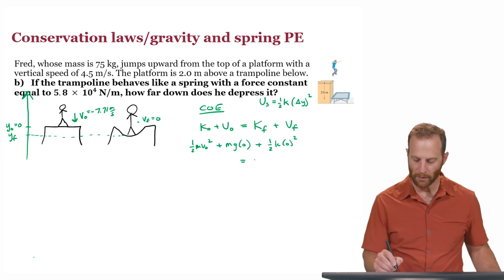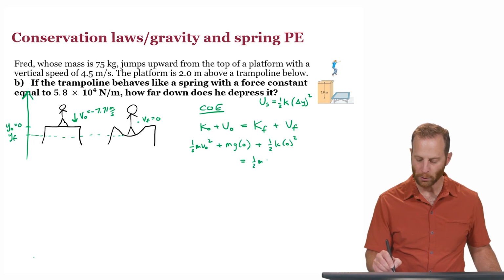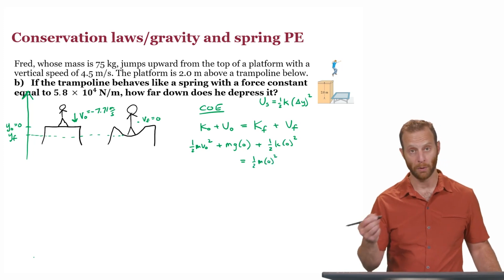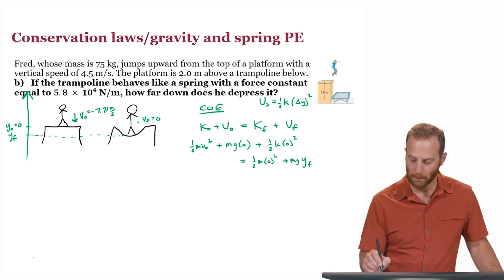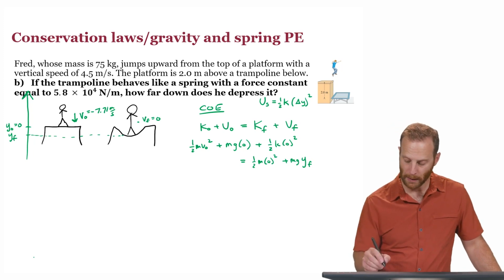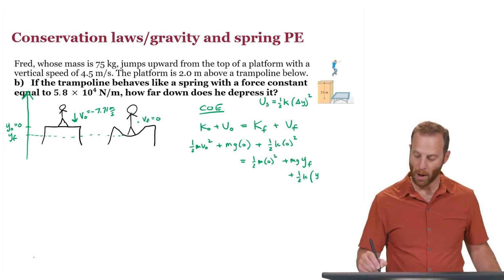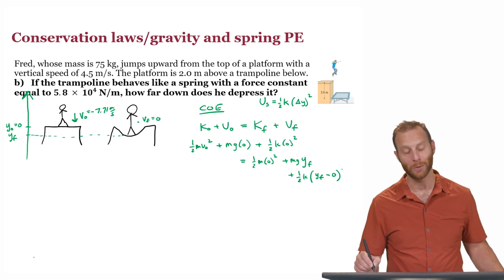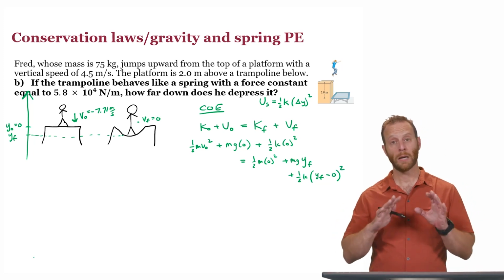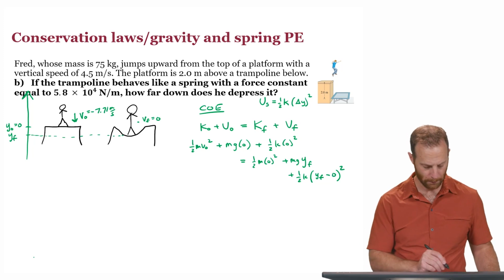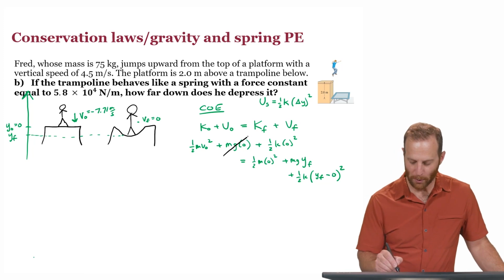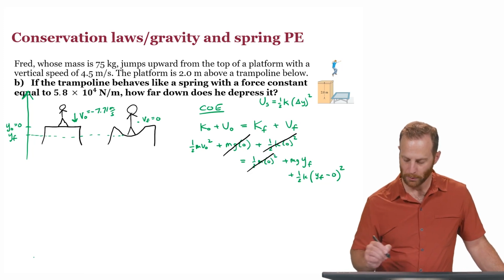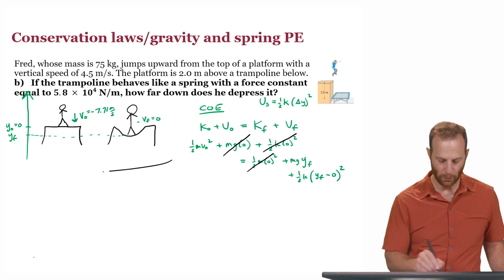Now, in the end, what do we have? We have 1/2 m v final squared. Well, that's 0, because that's when Fred is temporarily at rest. Plus m g y final. It's a different height. And then lastly, what is the spring potential energy? It's 1/2 times k times the final y position minus the initial y position, which was 0. And that is now accounting for all the kinds of energy that we have. We have taken account of everything, and now let's simplify our life. We'll get rid of everything that is 0, so these 3 terms.